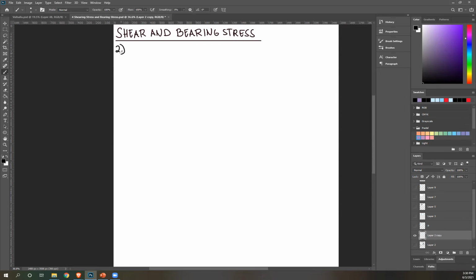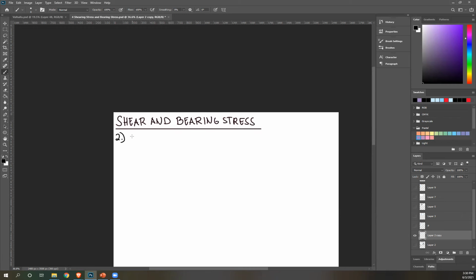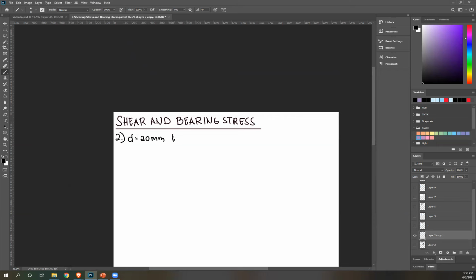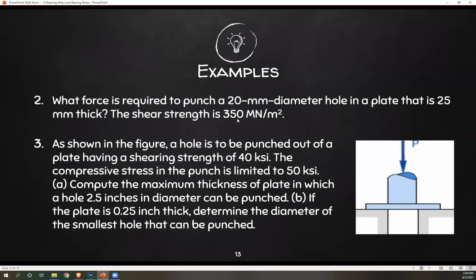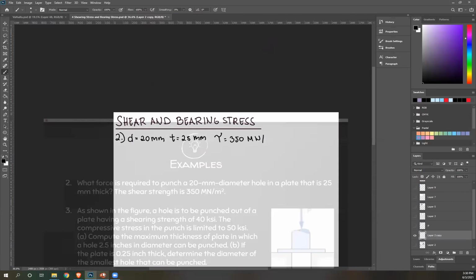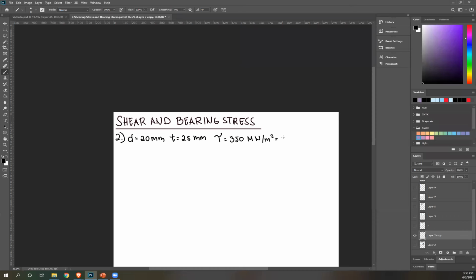Number 2. So diameter, 20 millimeters. What else is given? A plate that is 25 millimeters thick. So t is 25 millimeters, and the next, shear strength is 350. So that's tau, 350 meganewton per meter squared. And remember, meganewton per meter squared is the same as MPa, which is Newton per millimeter squared.